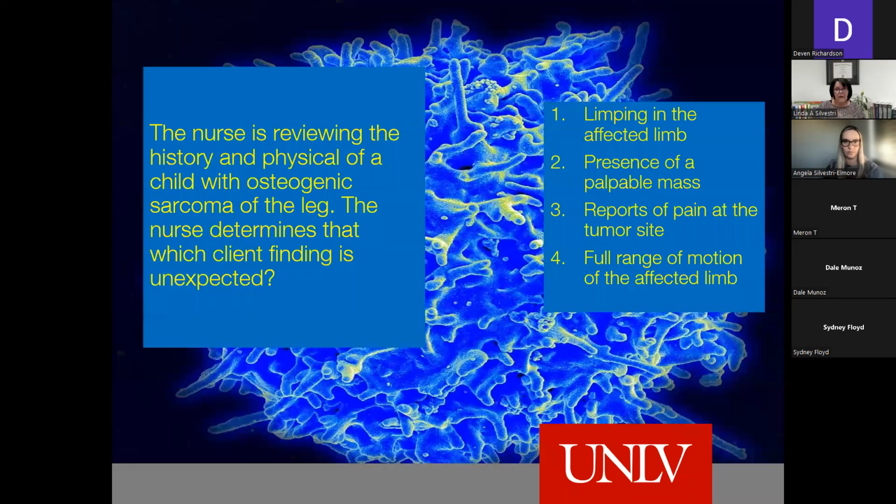Okay. On our next slide, we have a question on osteogenic sarcoma of the leg. So the nurse is reviewing the history and physical of a child with osteogenic sarcoma of the leg, and the nurse determines that which client finding is unexpected. Okay, so you want to focus on that unexpected. Okay, I got to move something here because I can't read the options. Here we go. Okay, 1, limping in the affected limb, presence of a palpable mass, reports of pain at the tumor site, or full range of motion of the affected limb.